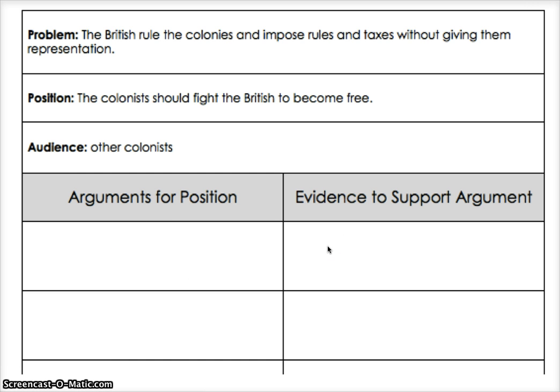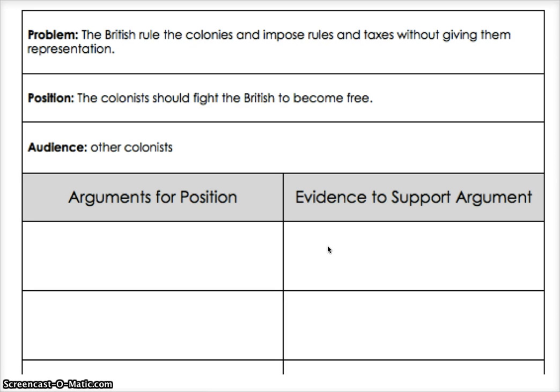Evidence to support the argument: no taxes should be imposed on colonial citizens without their permission or without the vote of a representative of the colonies. No taxation without representation. And that was found on page 143. So it'll be helpful if you have a book, and you can go through this.